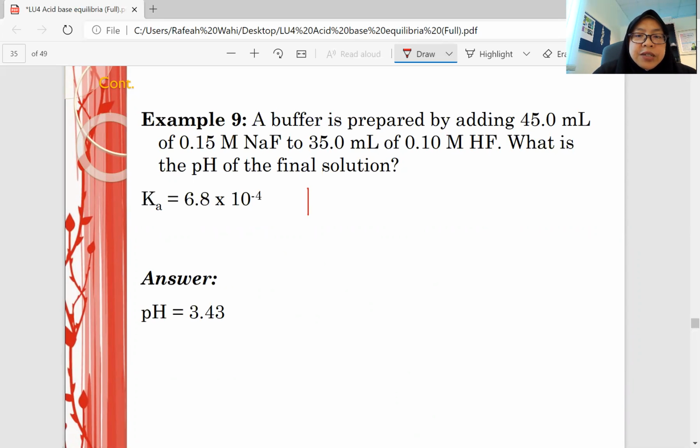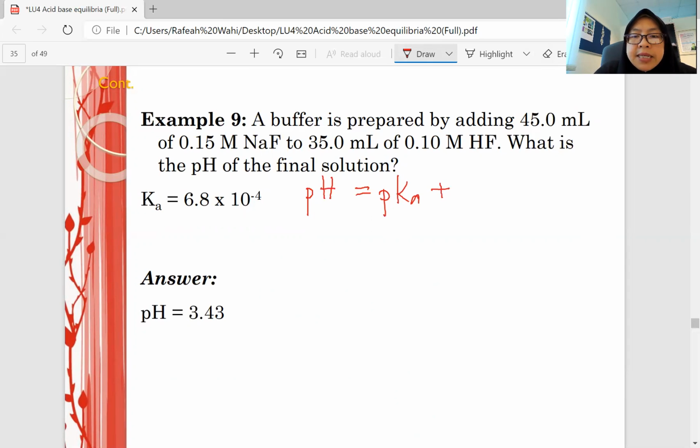Okay, what you can do here, you can straight away write the Henderson-Hasselbalch equation, which is pH equal to pKa plus log concentration of the conjugate base divided by the concentration of weak acid. So pH here, what you want to know is the pH. You don't know what the pH is, but you have information for Ka.